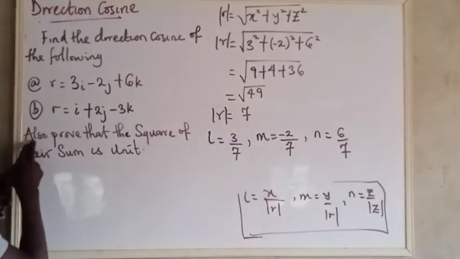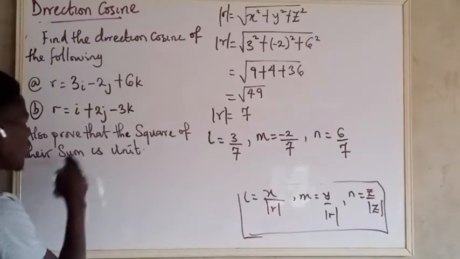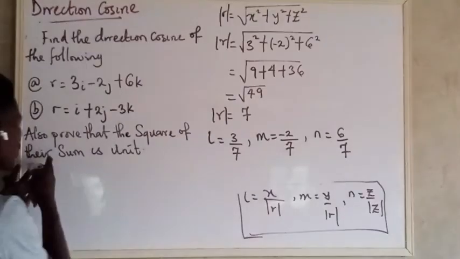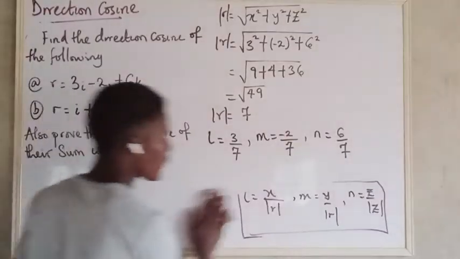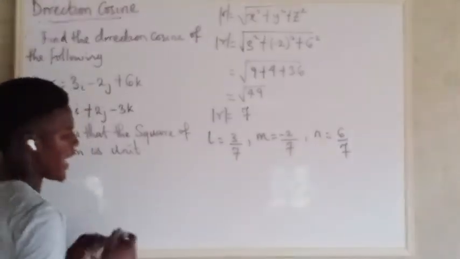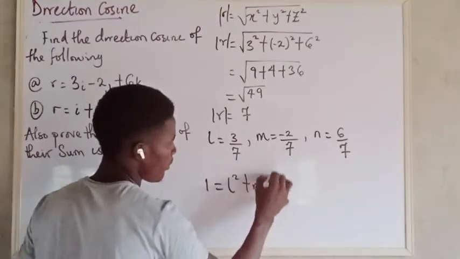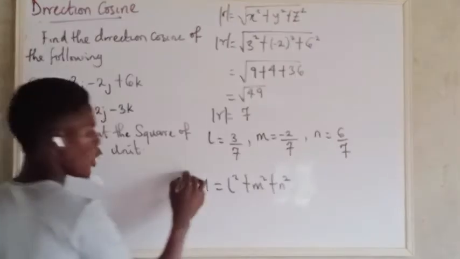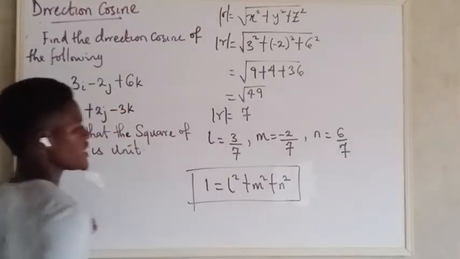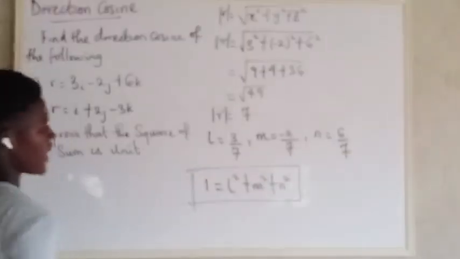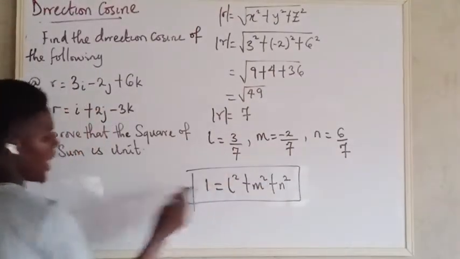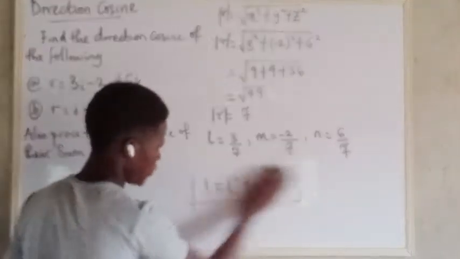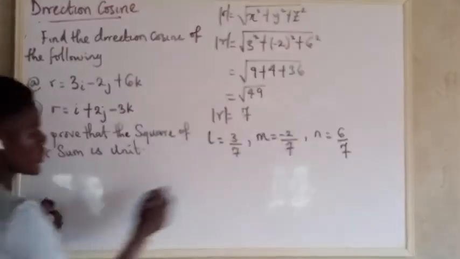Now the other question says prove that the square of their sum is unity. That is, we want to show that if we square them and add them up, I will get 1. Don't forget that while I was solving them, I wrote 1 equals L squared plus M squared plus N squared. So they ask you to prove, using these values I have, that the sum of their squares will give me 1. So let's do that. Don't forget, I'm talking about direction cosine.